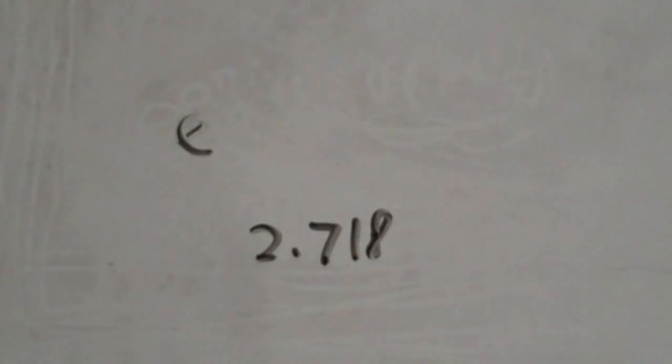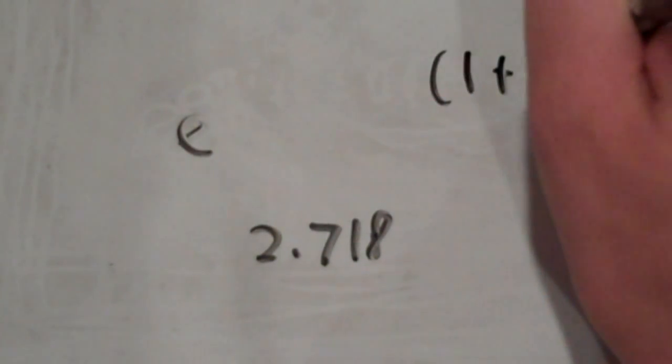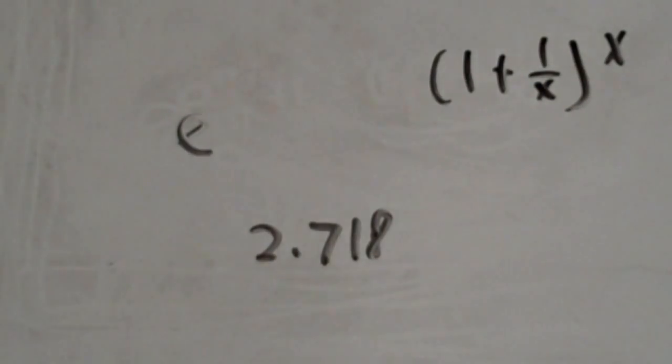It's irrational, so I can't write it all. But there is a more exact formula way of writing it, and that is 1 plus 1 over x, all to the xth power. Now, as x gets higher and higher, or approaches infinity, the number approaches 2.718. Again, it's irrational, so it just keeps on going.